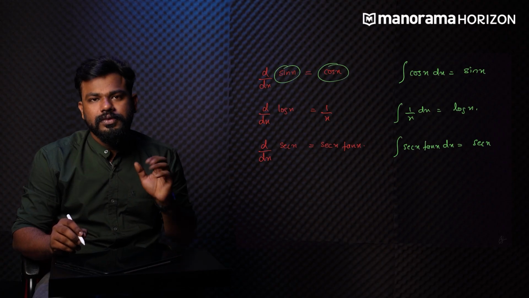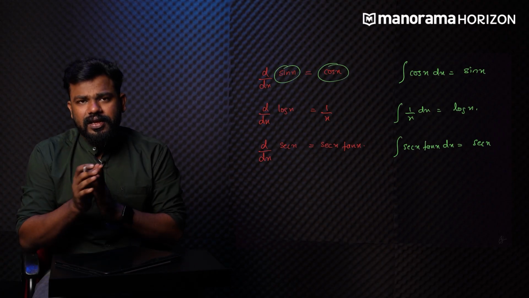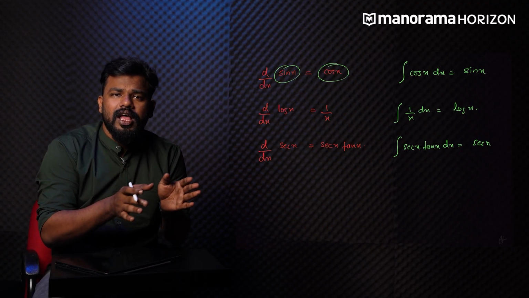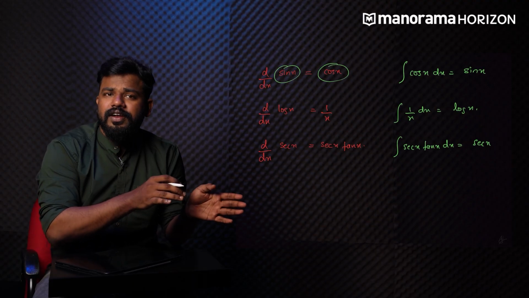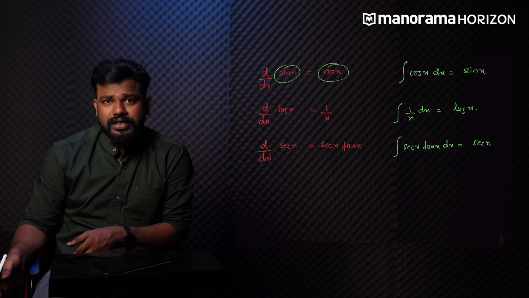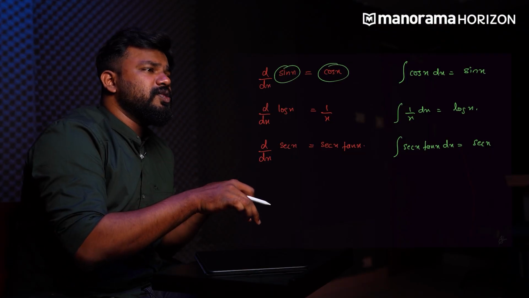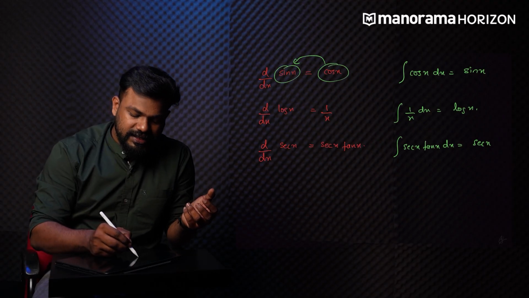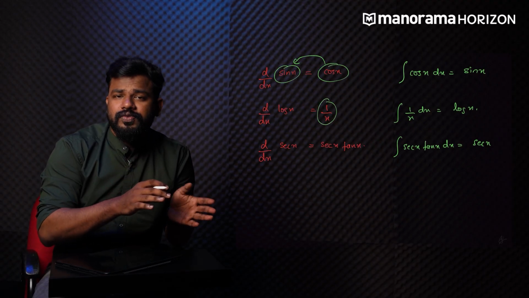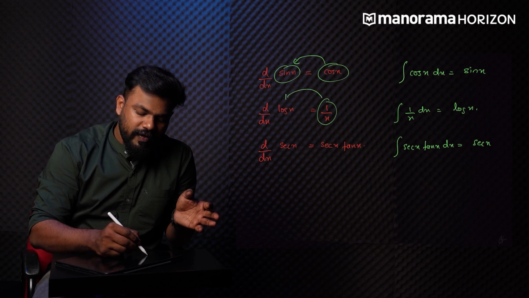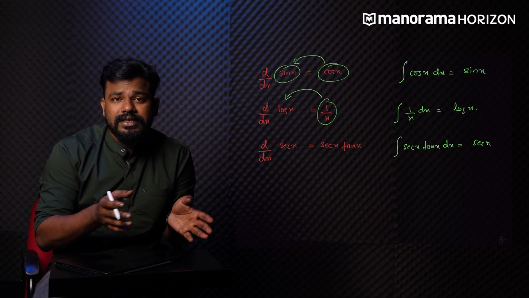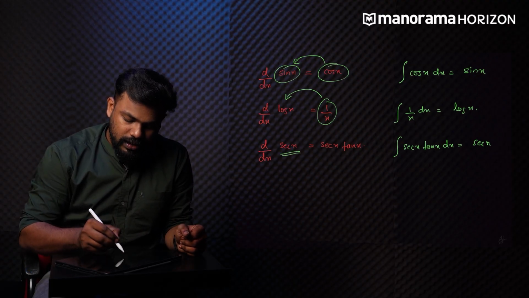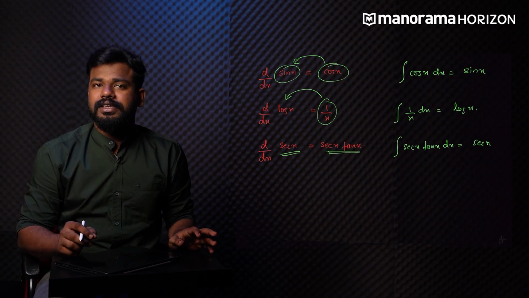Sec x. Okay, understood? So this is just the basic way of understanding what is the difference between differentiation and integration. If I differentiate sin x with respect to x and I get cos x, and now if I integrate cos x with respect to x, I will be getting the opposite, that is sin x. Clear? And the same goes for log x. If I differentiate log x with respect to x, I get 1 by x. Now if I integrate 1 by x with respect to x, I get log x. Goes for sec x also. Sec x tan x, integral will be sec x itself.